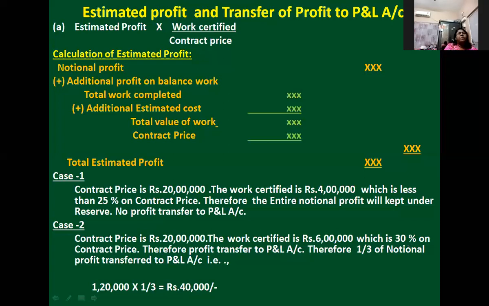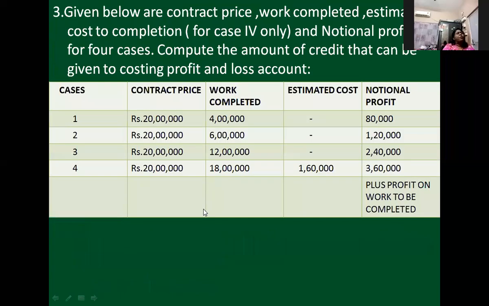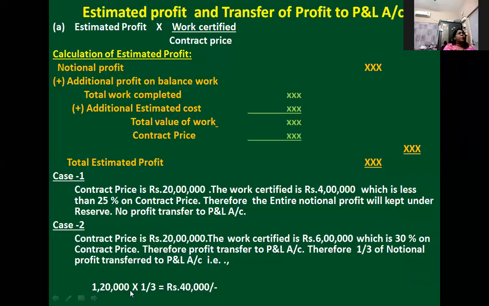So 30% falls on the second golden rule, the 1/3 rule. Here the cash receipt is not given, so don't worry. You just take the notional profit of that particular case. The notional profit was 1,20,000. So notional profit 1,20,000 into 1/3 is 40,000. How I got this 1/3 is as per the golden rule, because the percentage we got is 30%. So 1 by 3 into 1,20,000 is 40,000.